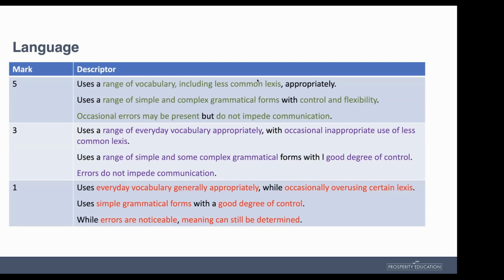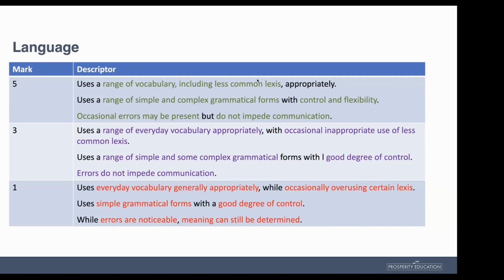The second sentence in each of these three, the same but thinking about the grammatical form. So for 5, a range of simple and complex grammatical form with control and flexibility. I really like that idea of the control and flexibility, being able to make sure that the phrases and the structures they use fit with the functions and the content. For 3, it's a good degree of control. For 1, simple grammatical forms, so we would expect the basics for the level to be right there, but maybe it's limited in how ambitious they are.